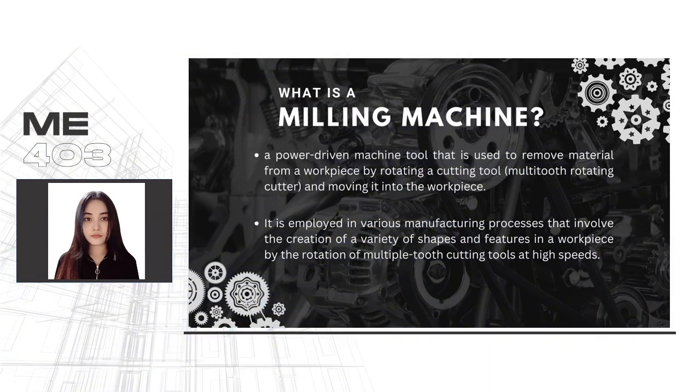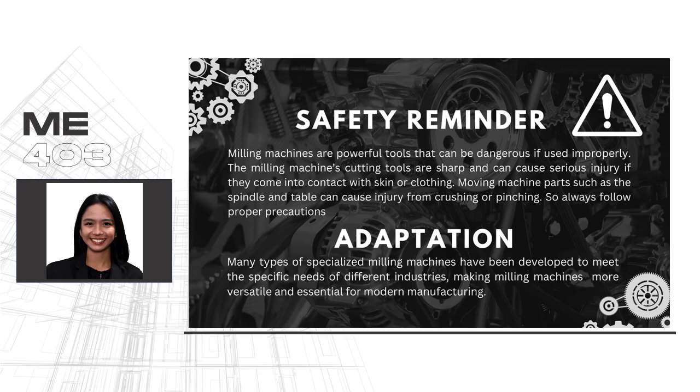A milling machine is basically a power-driven machine which functions on removing material from the workpiece. This machine is widely used in manufacturing processes for a variety of shapes and features, which are done through the rotation of multiple tooth cutting tools. And using this machine, one should always practice safety precaution. Milling machines have sharp cutting tools and may pose serious injuries. Yet, despite these hazards, milling machines are widely utilized with their array of functions in modern manufacturing.